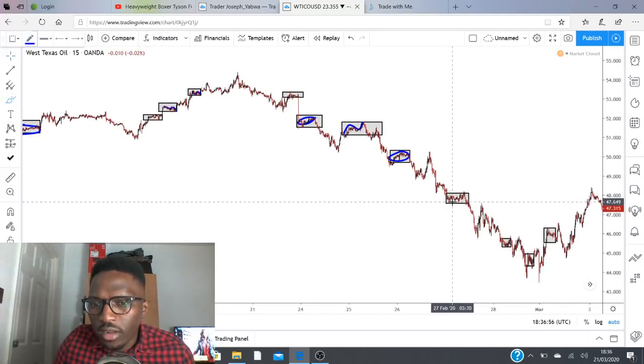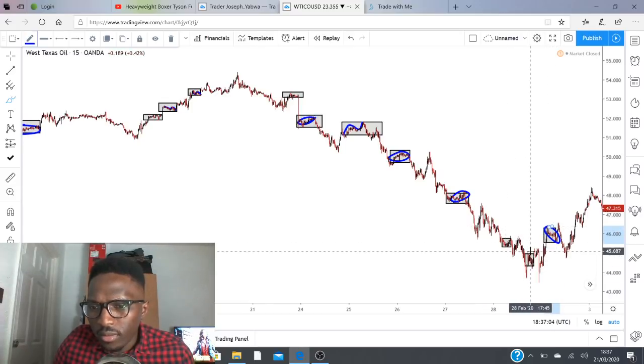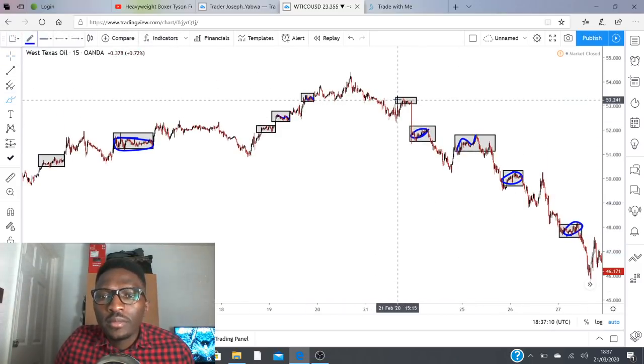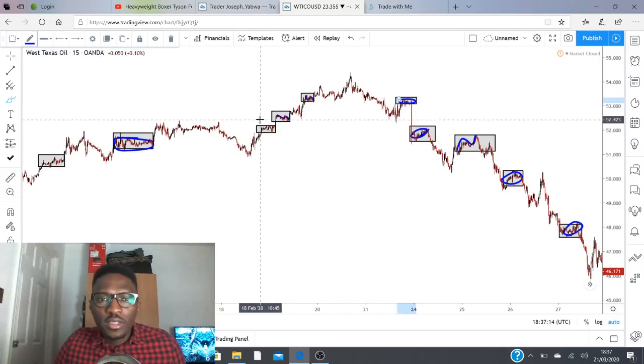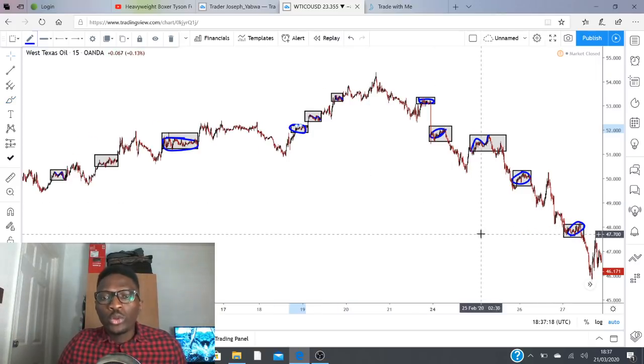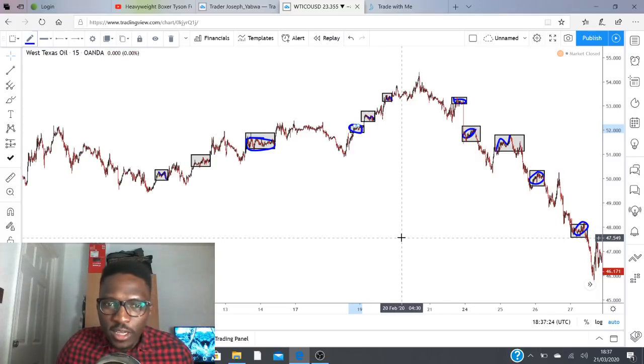We have another channel consolidation here, a channel consolidation here, a channel consolidation here. We have a flat consolidation here. So as you can see, almost every single box, there's another flat consolidation here. Almost every single box that I drew, within that box there is some type of consolidation.